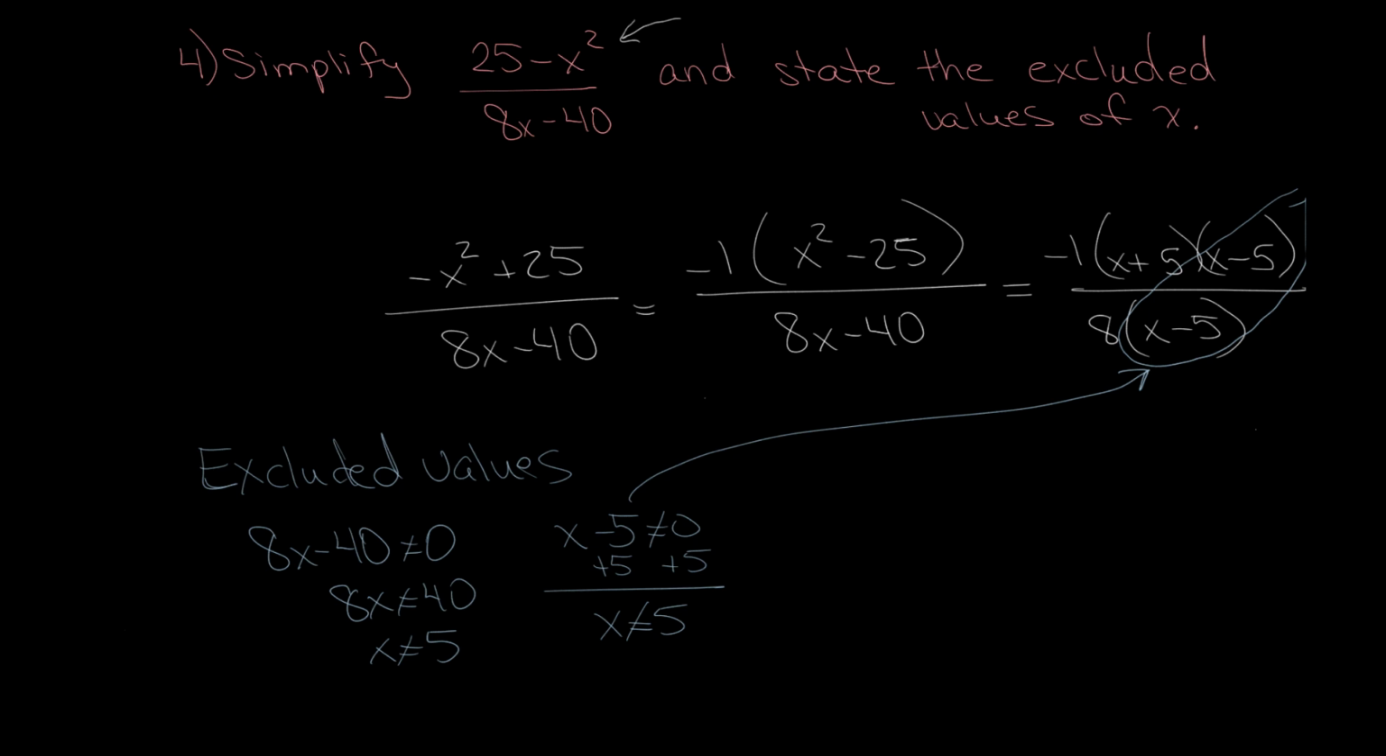Now that I have my excluded value, I want to simplify this. Okay, so I can do that by crossing out the x minus 5 because I have one in the top and one in the bottom. What would I be left with? I would be left with negative 1 times x plus 5 over 8. And that's my answer.